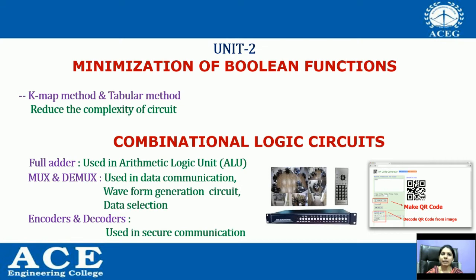K-map method is used up to 5 variables, whereas the tabular method has the advantage over K-map when a large number of inputs are present. When a large number of inputs are present, we go for the tabular method. That is the advantage of the tabular method over K-map. Next part is combinational logic circuits, in which we learn full adder, subtractor, multiplexer, demultiplexer, comparators, encoders and decoders.